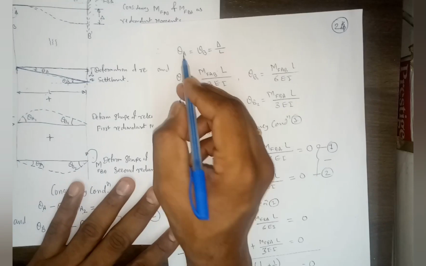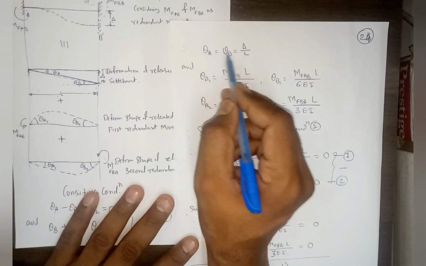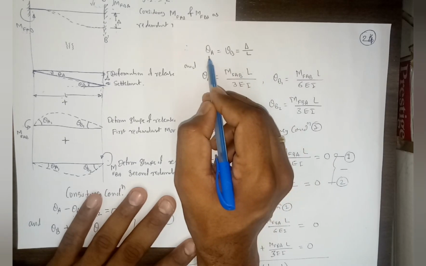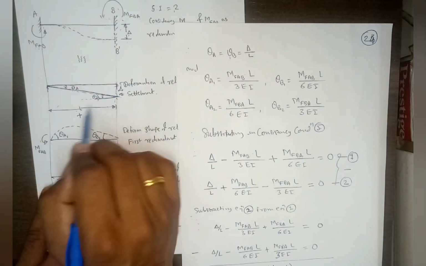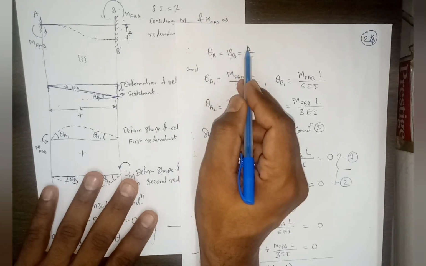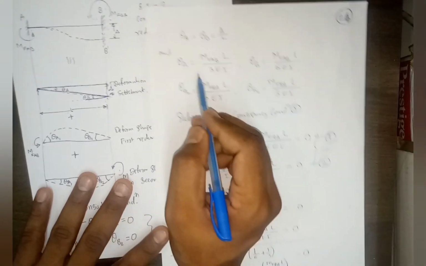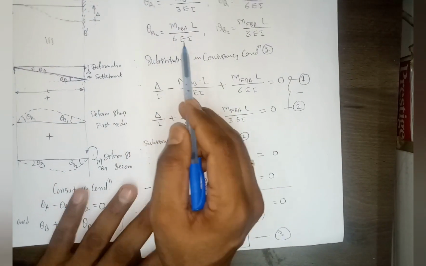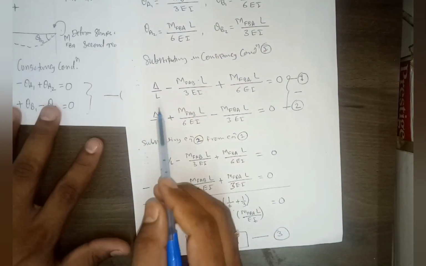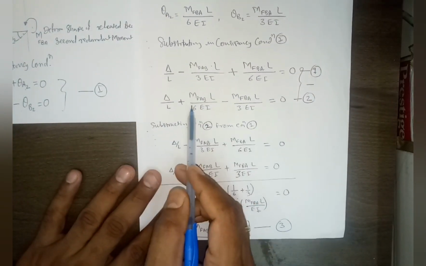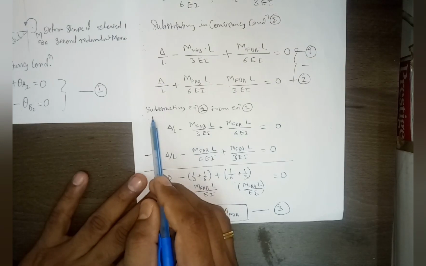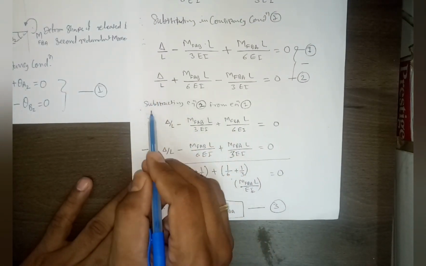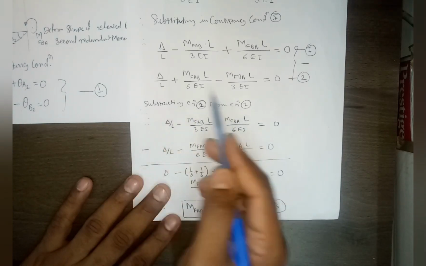Now we'll substitute values. Here we do not need to use a conjugate beam to calculate theta A and theta B. We can get it from the geometry itself. So theta A equal to theta B will be delta by L, and we already know how to calculate theta A and theta B, so I'm writing it directly. Now we will substitute this value in the consistency condition. So we have substituted this into the consistency condition.